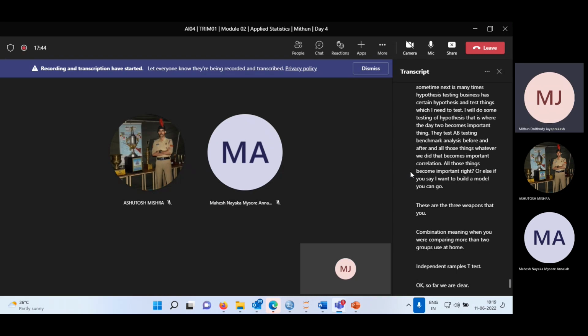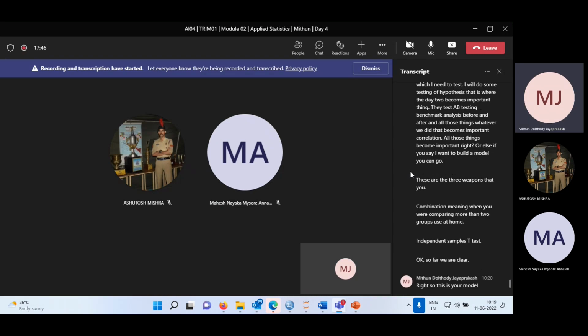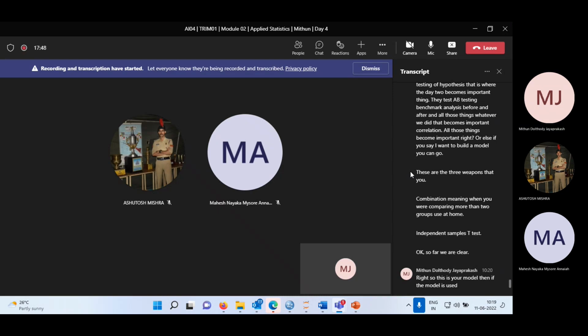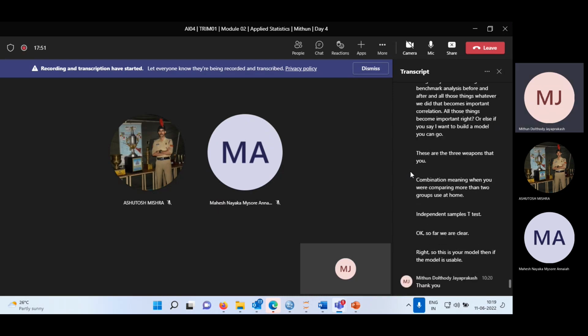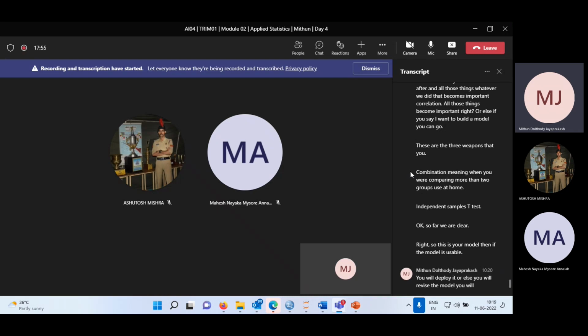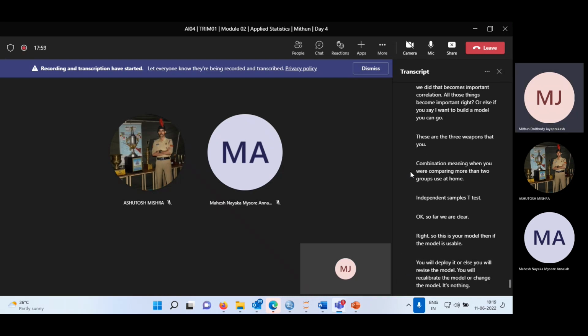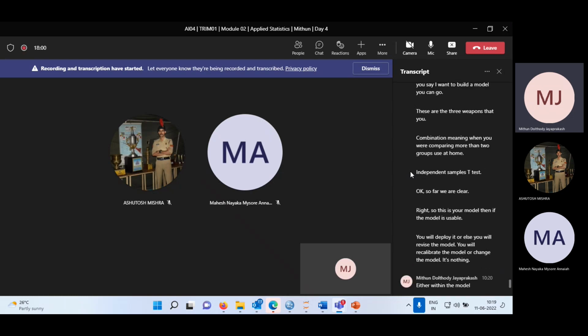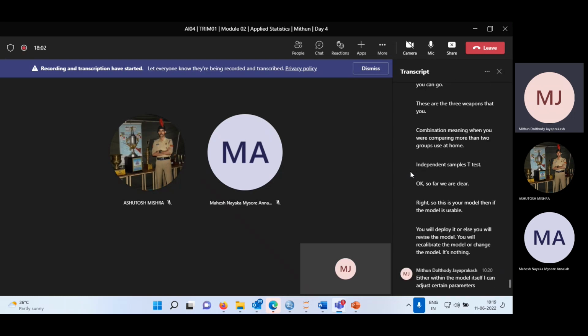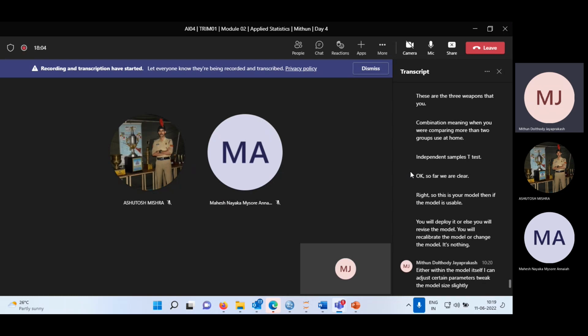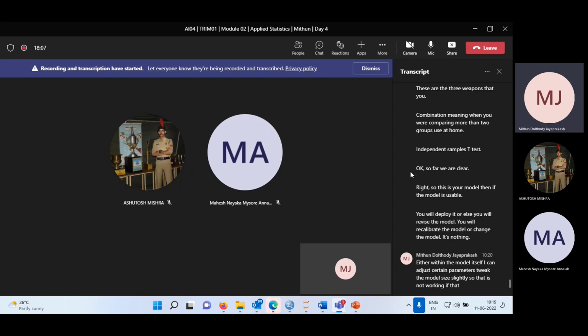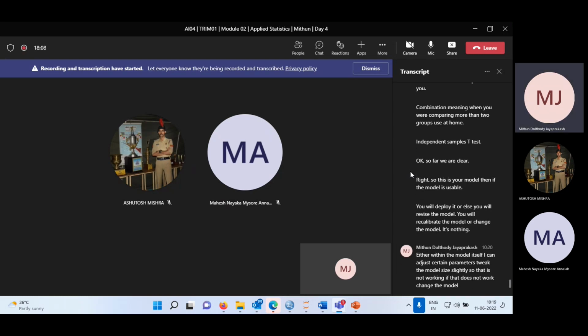Right, so this is your model. Then if the model is usable, you will deploy it, or else you will revise the model, you will recalibrate the model or change the model itself. Either within the model itself, I can adjust certain parameters, tweak the model slightly. If that is not working, change the model, build a fresh model. It's completely different.